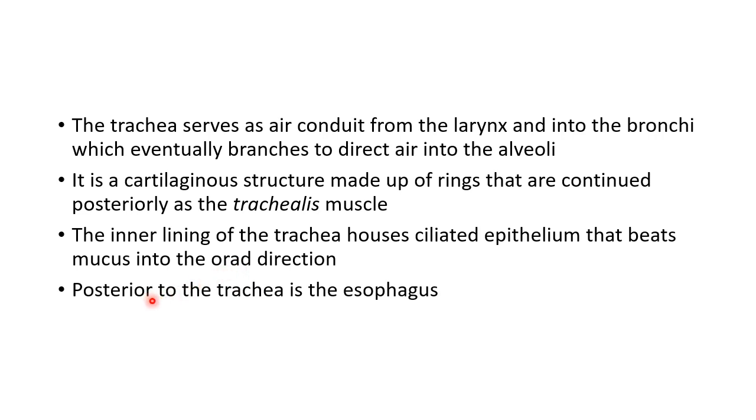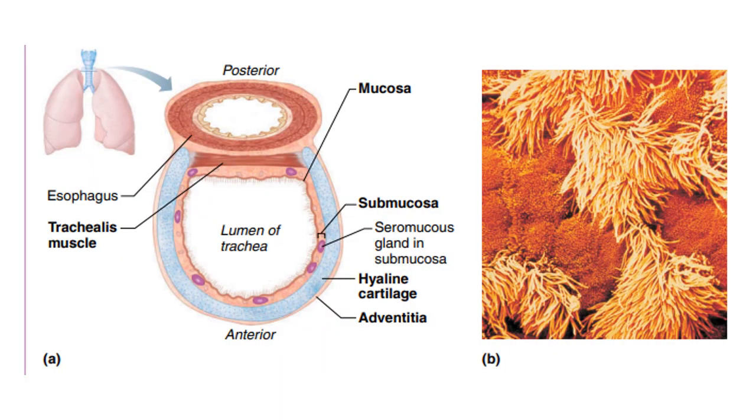Anatomically, the trachea is anterior to the esophagus, or posterior to the trachea is the esophagus. So again, the trachea is encountered first as you go from anterior to posterior. And this is another view of the trachea. This time, it is a cross section. So you have here the trachea.